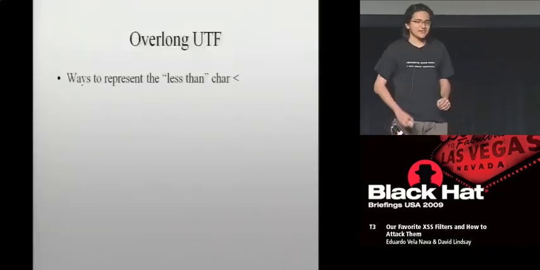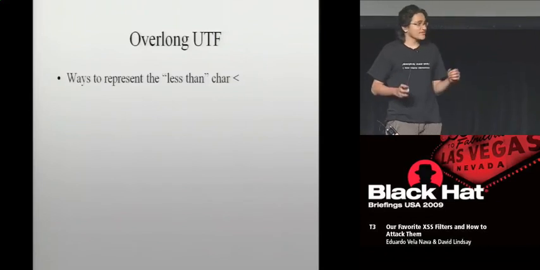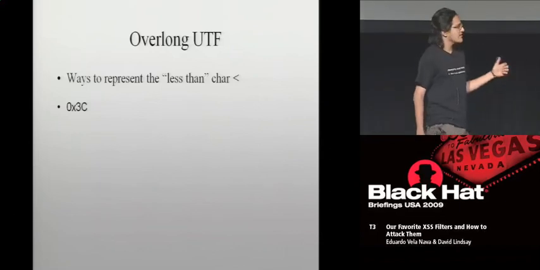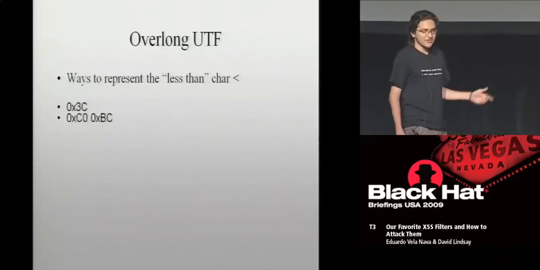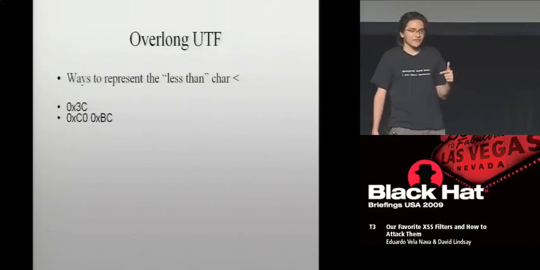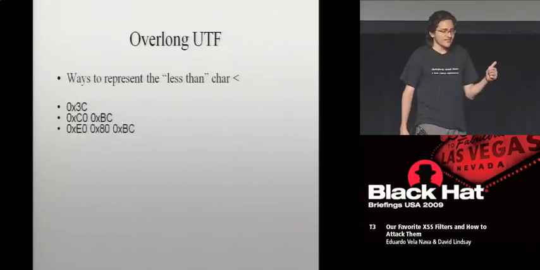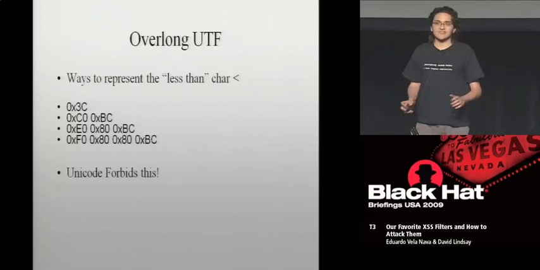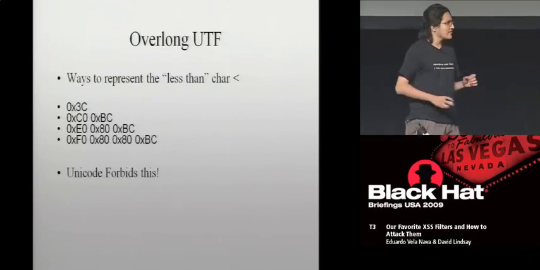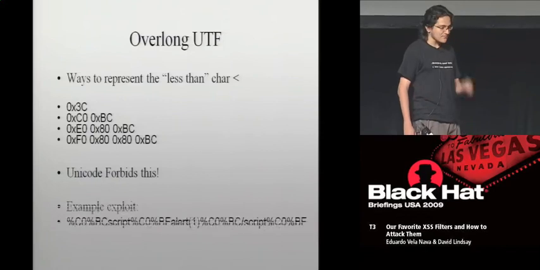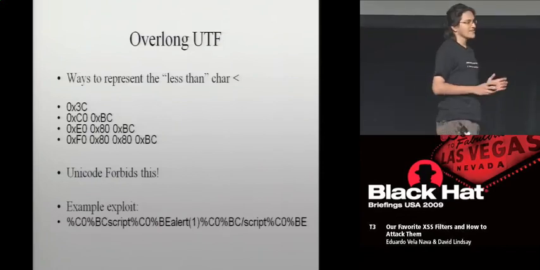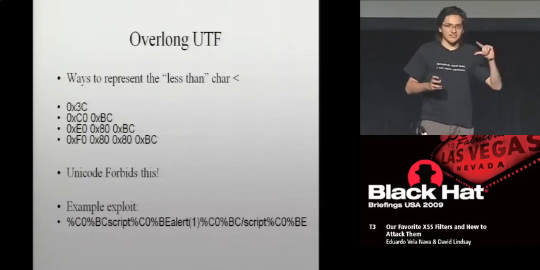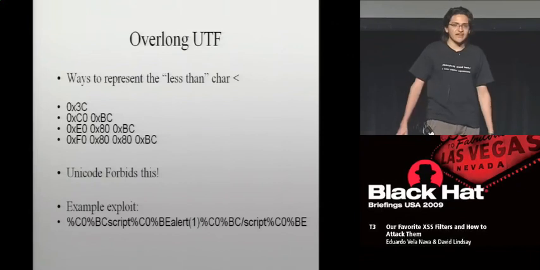Anyway, there are things that are called overlong UTF. These are several ways to represent the less-than char that is used for cross-site scripting, but can be used for anything else. So there's 3C, which is the common representation, C0BC, which is an overlong representation of the same character, and E0 80 BC, F0 80 80 BC, etc. This is defined in Unicode 3.1. Anyway, it's disregarded on Java, PHP, etc. And this is an example exploit. If there's an IDS detecting your attack and your victim is Java, and you change the 3C, the less-than char, with C0BC, it's probably going to bypass it.